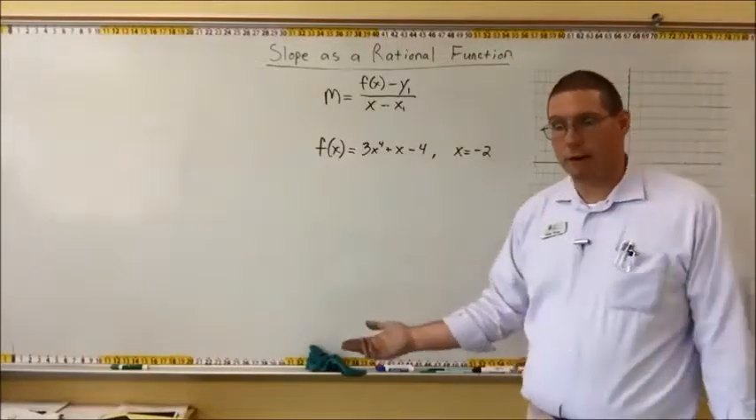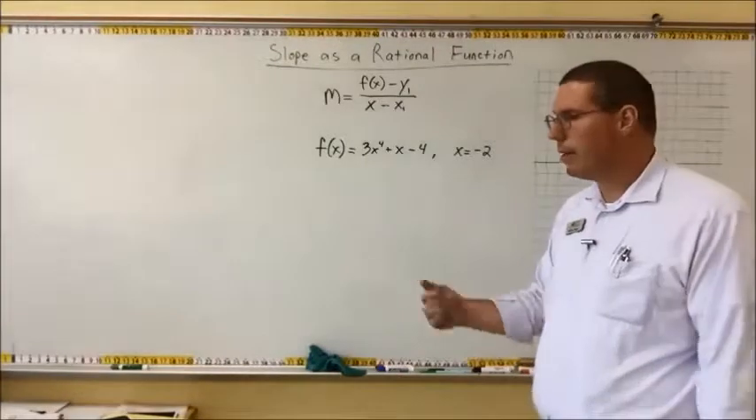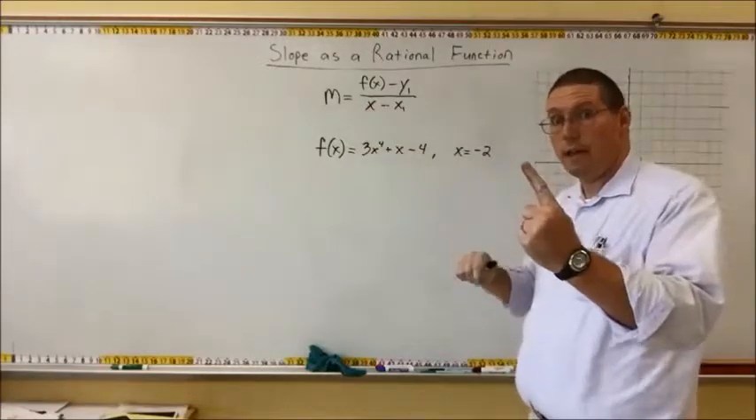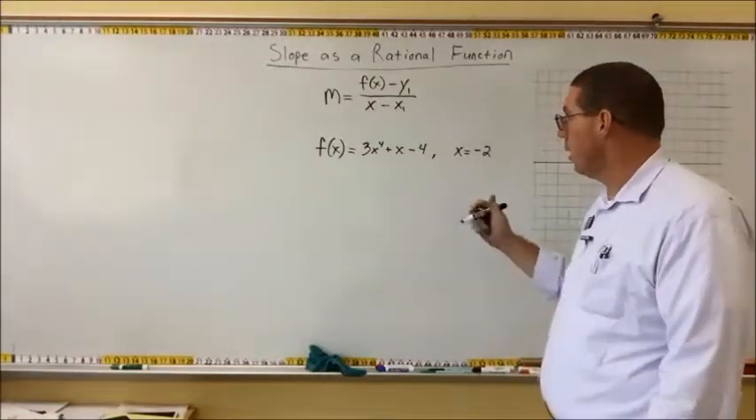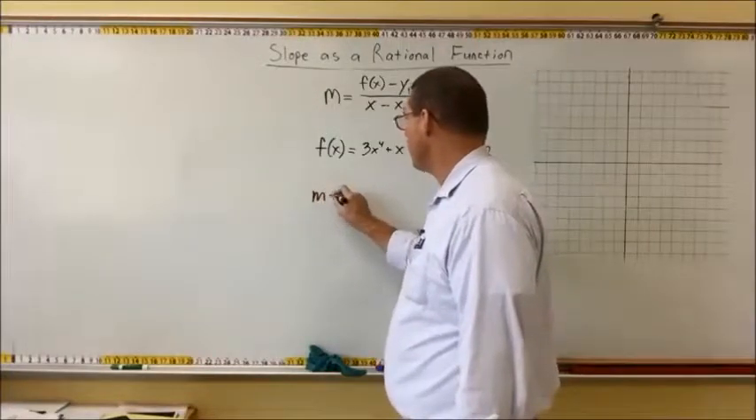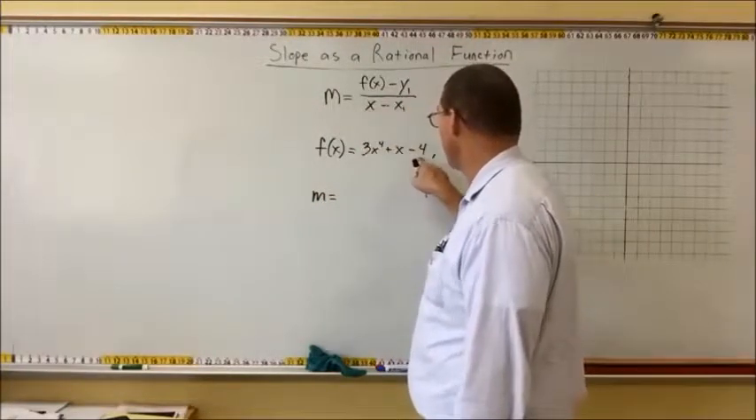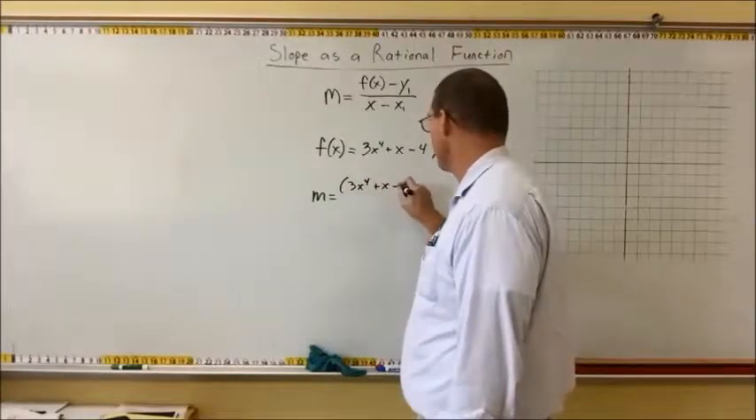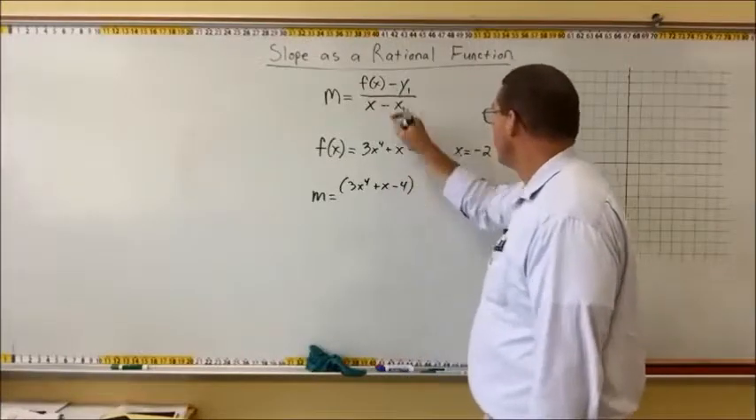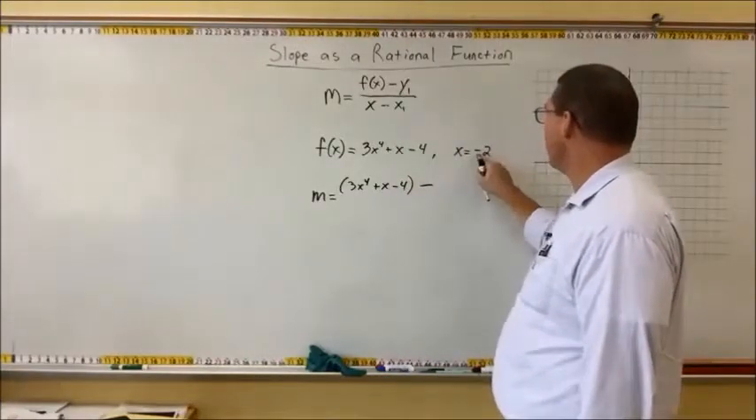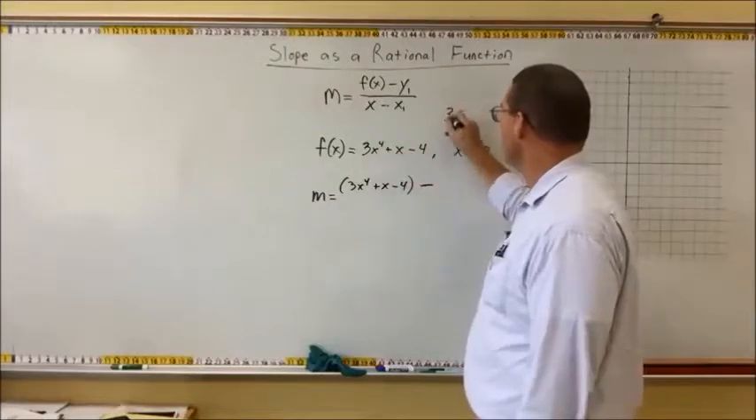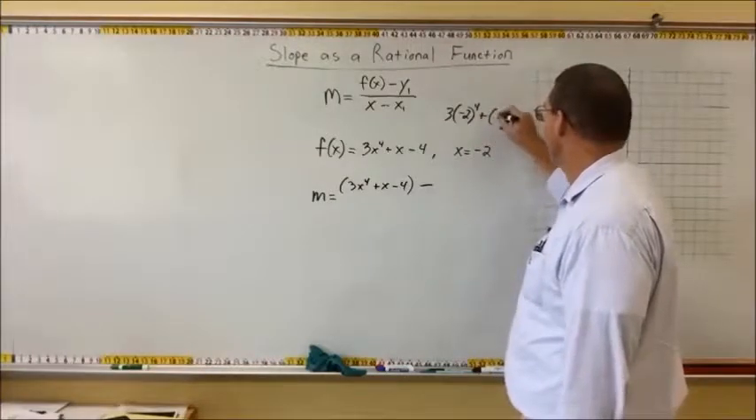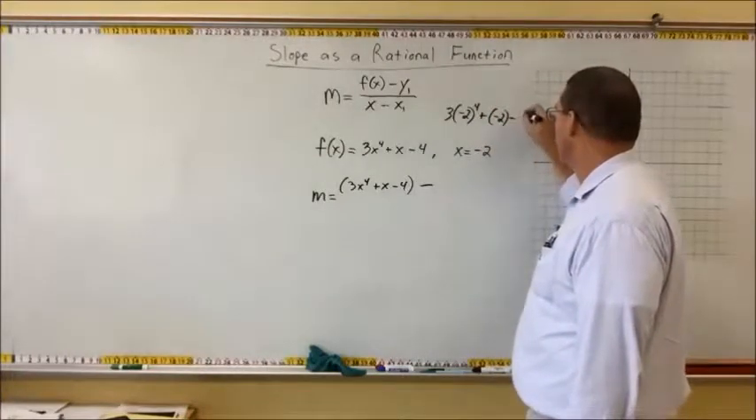Or actually, it could wind up as a rational function. Usually it doesn't, but in this case it will, okay? So I represent slope as a rational function, then simplify that function. So we're going to say m is equal to f of x, which is this function here. We're going to write this inside of parentheses, 3x to the 4th plus x minus 4, minus. Now we have to plug -2 into this. So it's 3 times -2 to the 4th power plus -2 minus 4.